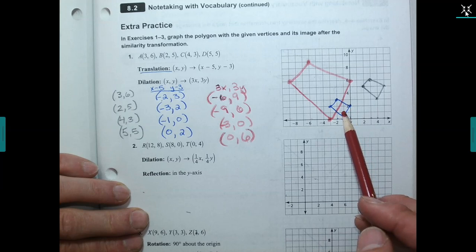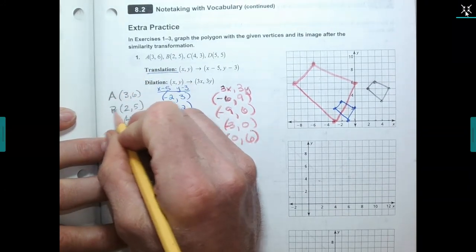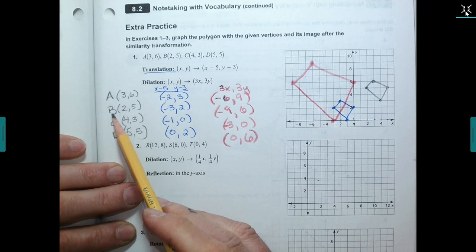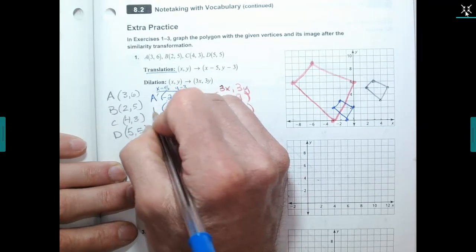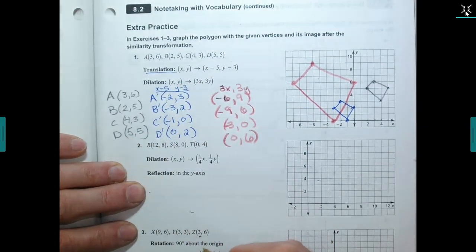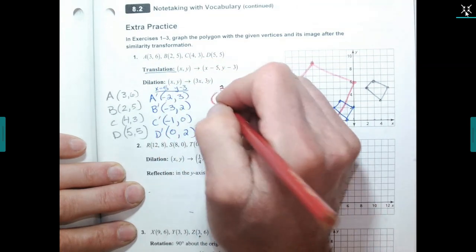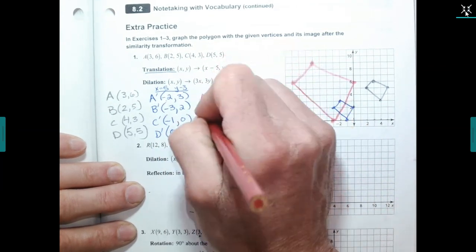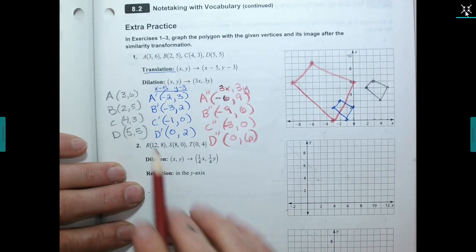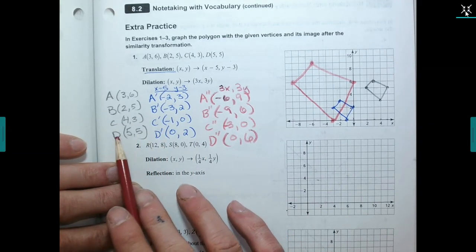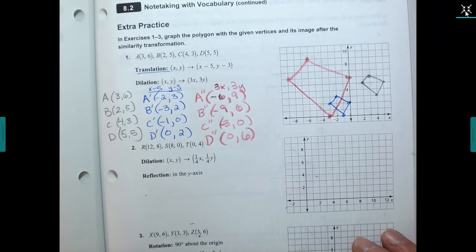Original, translation, dilation. So the other thing I need to make clear that I did not make clear yesterday is these are our original points. Once we translated them, we have A prime, B prime, C prime, and D prime. And when we move them again with our second step, the order can be switched, but our second step is A double prime, B double prime, C double prime, and D double prime. So that shows that we dealt with it twice. I was calling them apostrophes yesterday, but what you call them is prime.